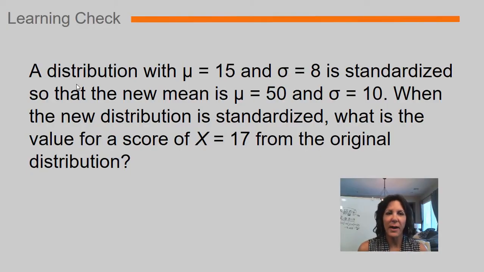Let's try another one. Here's the next one we're going to try. We have a distribution with a mean of 15 and a standard deviation of 8. And we're going to standardize this old distribution to be like the last one, with a mean of 50 and a standard deviation of 10. When the new distribution is standardized, what is the value for a score of 17 from the original distribution? So as I look at the score 17 compared to the mean of 15, I know it's above the mean, so it's going to be a positive z-score I'm going to be looking for. Let's dive in and give it a try.